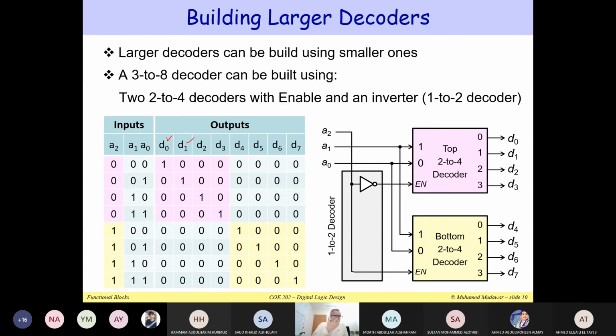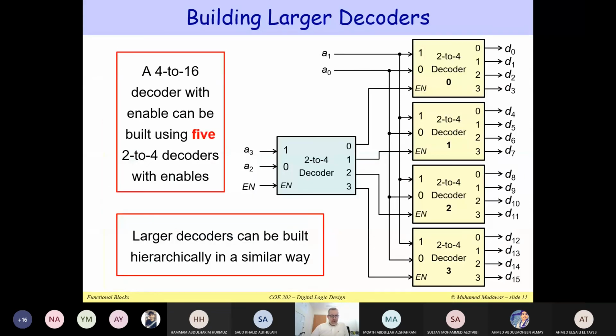Right. But your logic is correct. Yes, your logic is correct, but this is basically how we draw it as a truth table. Now, let me show you another example about how we can build a larger decoder.